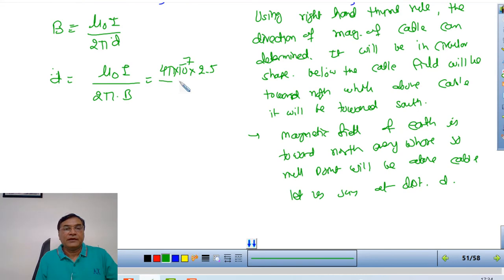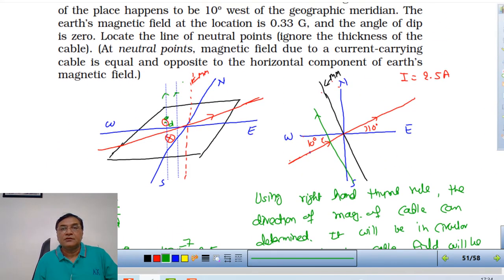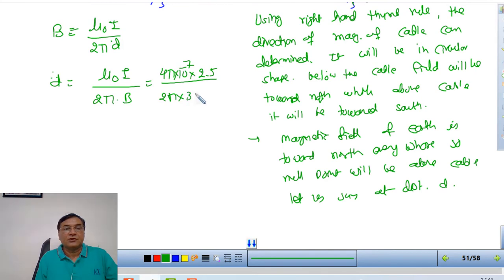2.5 ampere, yes. 2 pi into b, that is 0.33 Gauss. 33 Gauss, sorry. So I convert into Tesla, minus 4. So 4 pi means this cancels, so 2. So 2 into 2.5 upon 0.33 into 10 raised to minus 7 plus 4. So 10 raised to minus 3. So this is 5 by, I think it is 15 into 10 raised to minus 3.